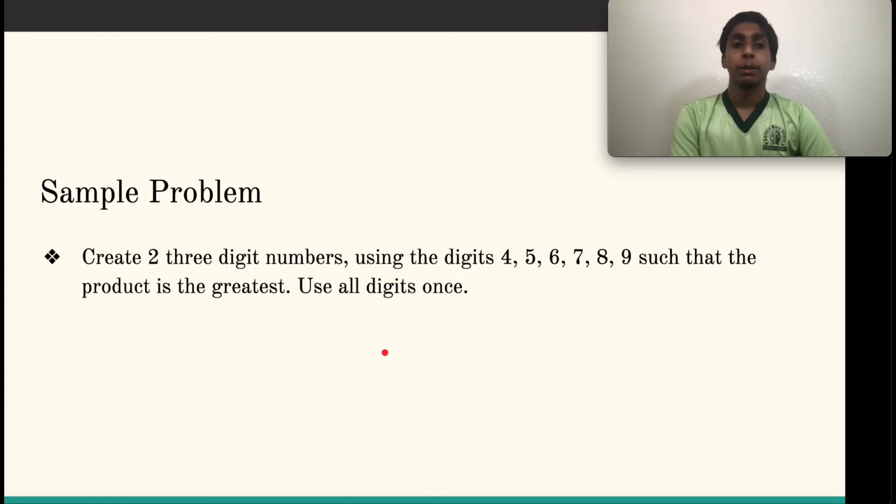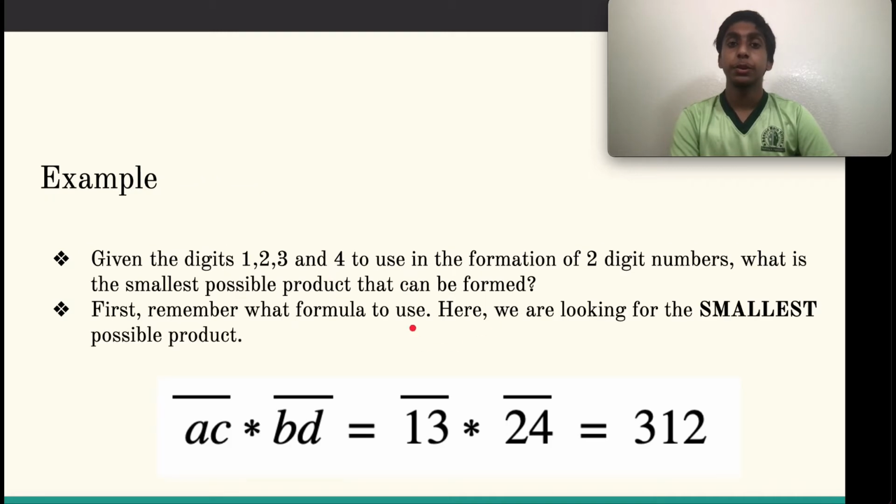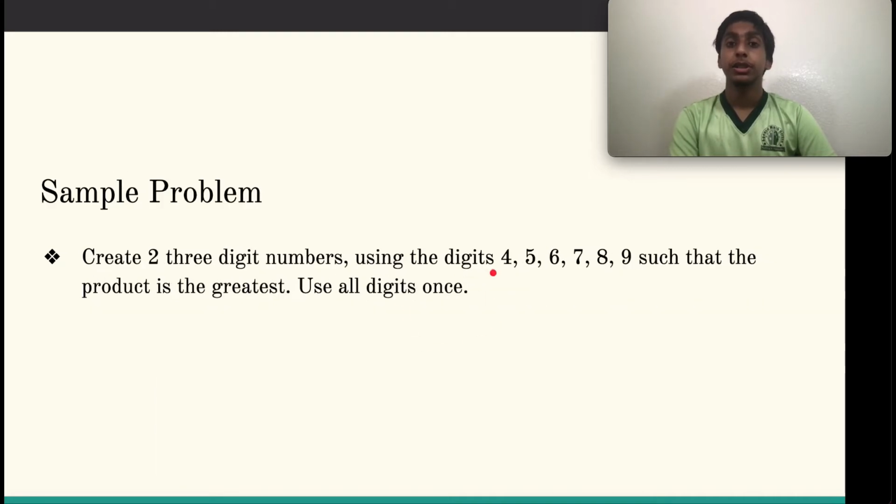Okay, so here's a sample problem. Create two 3-digit numbers. This is not exactly the same as the last one because now we have 3-digit numbers, using the digits 4, 5, 6, 7, 8, 9. You have 6 digits here, and you want to find the greatest possible product, and you can only use each digit once. So you want to make two 3-digit numbers that, when multiplied, give you the greatest possible product.